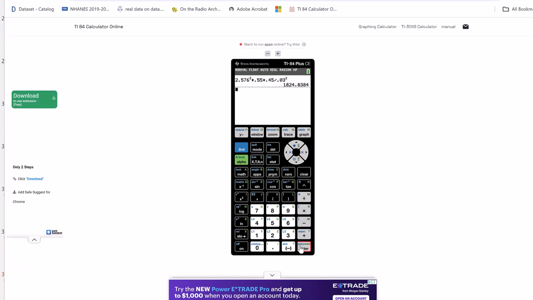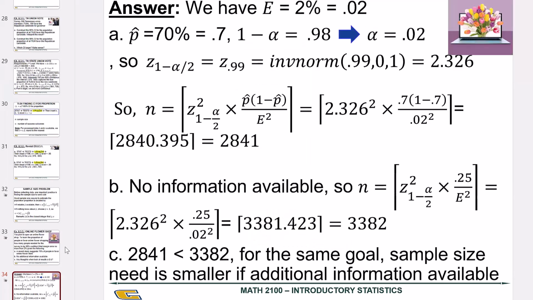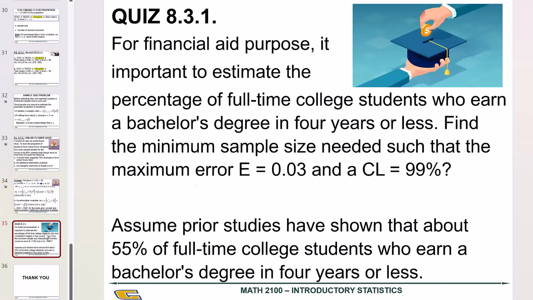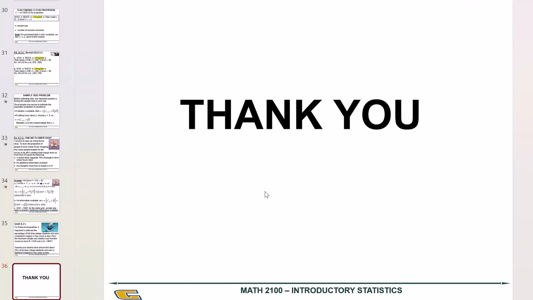So 1824.8, and you round it up, which is 1825. So this is 1825 students. So we end the chapter here, and thank you so much for your attention.